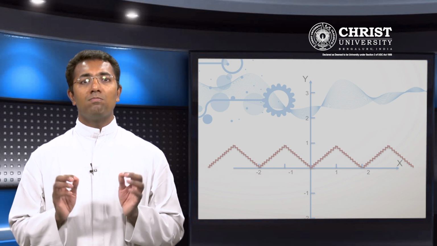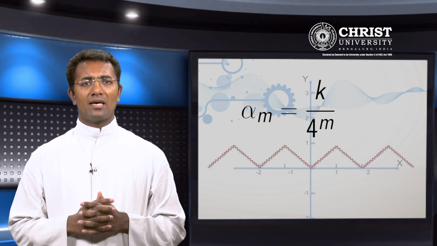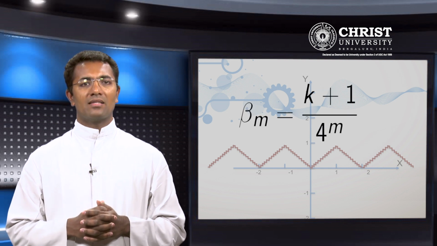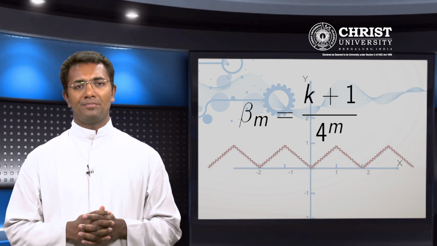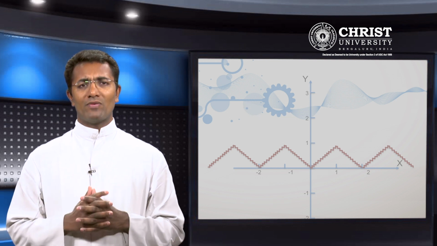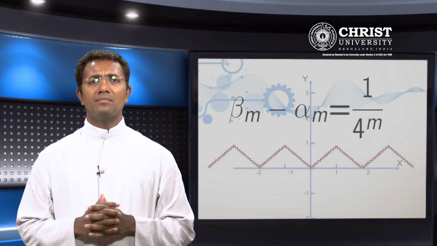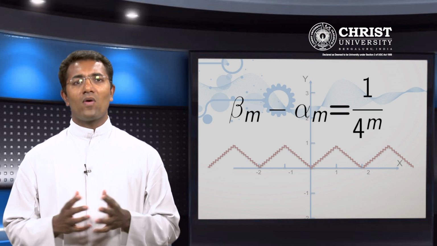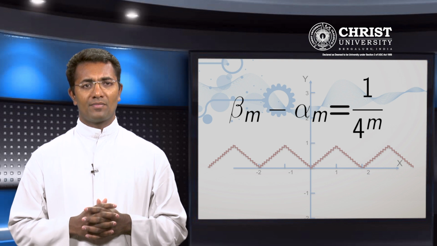Having found such a k, we divide the above inequality by 4 power m. Hence, we now put alpha sub m as k by 4 power m and beta sub m as k plus 1 by 4 power m. We get two different sequences. Beta sub m minus alpha sub m is 1 upon 4 power m.